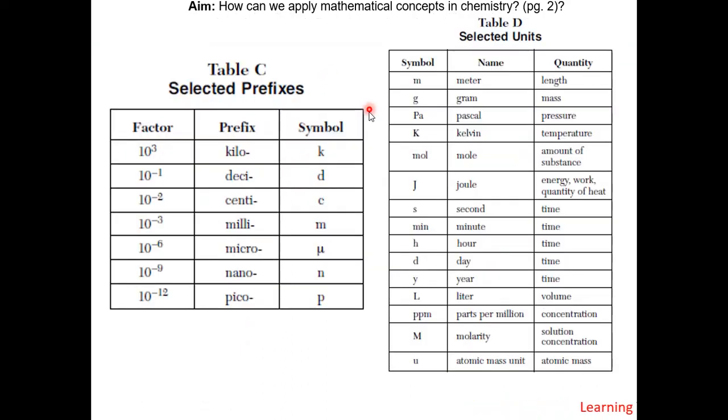Now let's open the reference table. Let's go to Table C and Table D. Table C contains the prefixes for the metric units, so you don't have to memorize it because it's on the reference table. Table D gives you a list of units, I think most of them used in chemistry. Again, you don't have to memorize it. You just have to know to look at Table C and Table D when it comes to measurements.